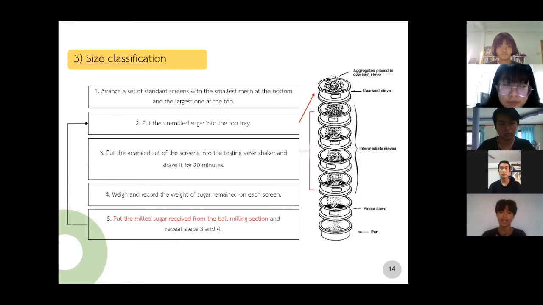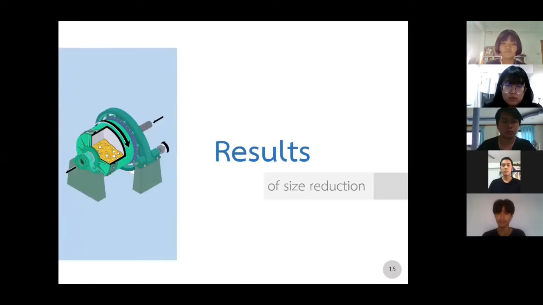4. Wait and record the weight of sugar remaining on each sieve. And 5. Put in the milled sugar from the ball milling section and repeat steps 3 and 4. Next is the result of size reduction.